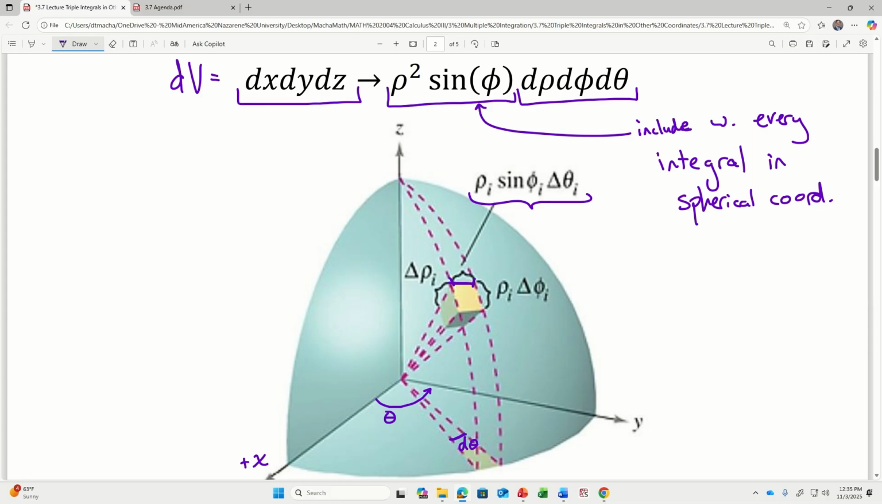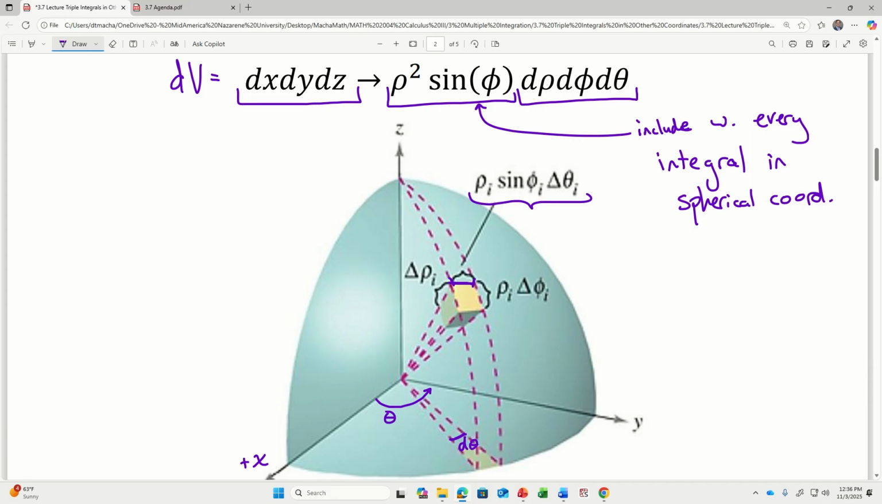Because again, if phi was a really small number and you're getting very close to the z-axis here, do you see how that side length shrinks as you get closer to the z-axis? And sine of phi shrinks as phi gets closer to 0. And then the last side length that we haven't talked about yet is rho times d phi, because what's changing here is phi, the angle away from the z-axis. And then again, it's going to get smaller if you get closer to the origin, and bigger if you get farther away from the origin.